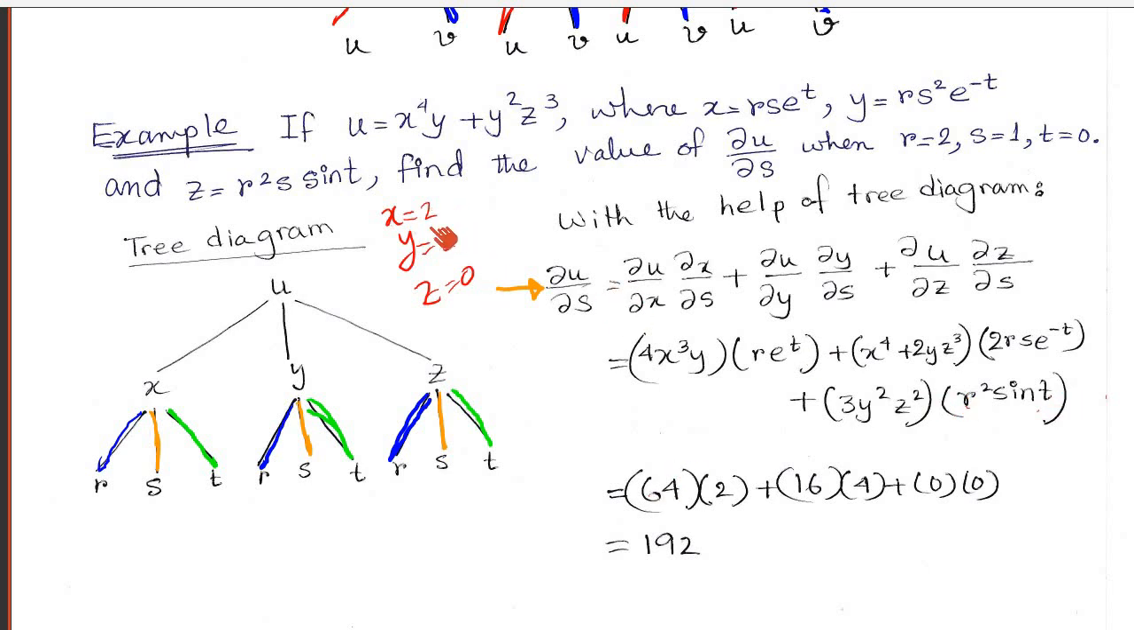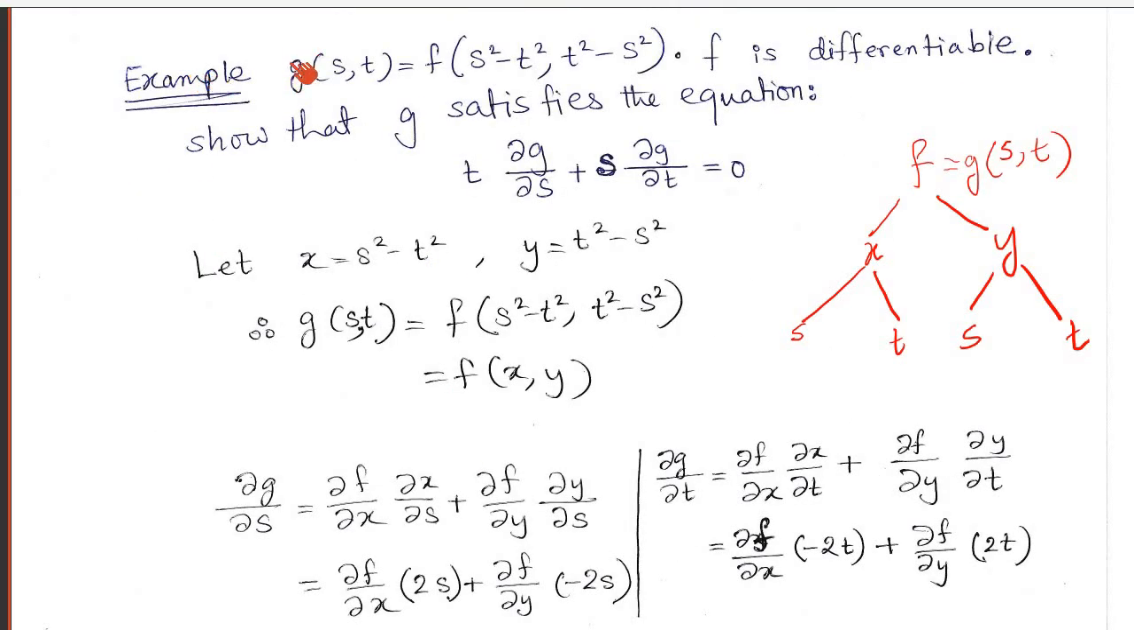Later on you substitute the values of x, y, z and r, s and t, and the final answer is 192. g is presented in terms of s, t, which is a function of s square minus t square, t square minus s square. The function is differentiable, show that g satisfies the following equation.